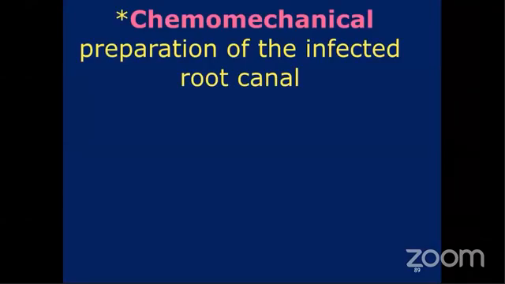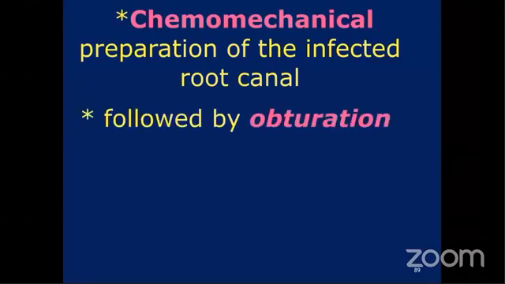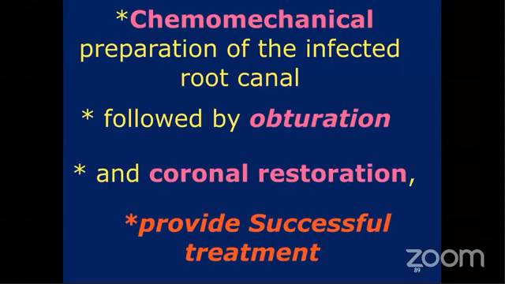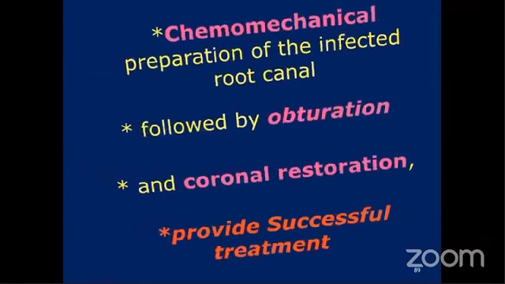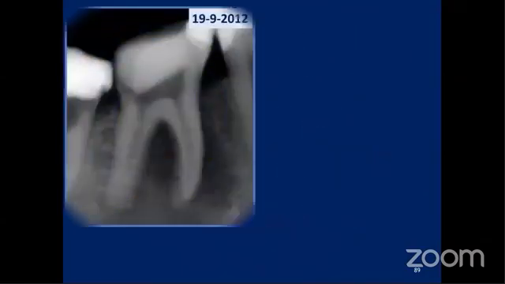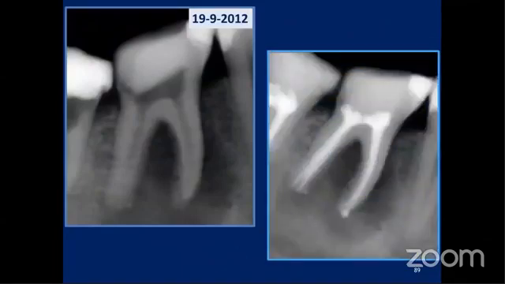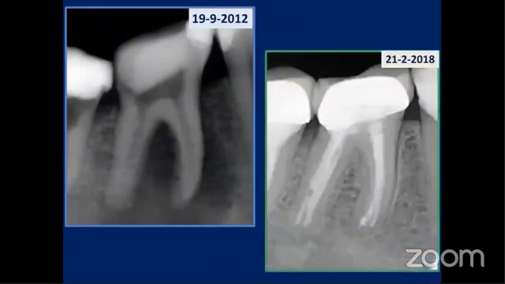Chemomechanical preparation of the infected root canal, followed by obturation and coronal restoration, all of them will provide successful treatment. And because of this, when we face a case like this with a big periapical lesion, we will think with just one treatment: proper root canal treatment, proper obturation, and then we will have healing.